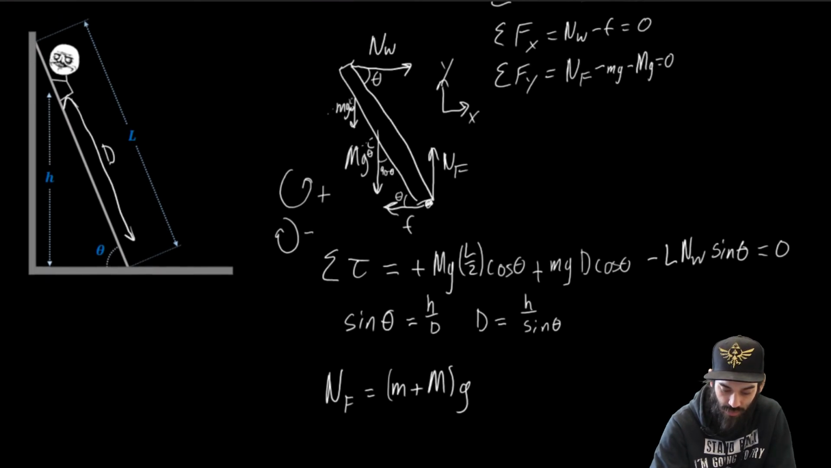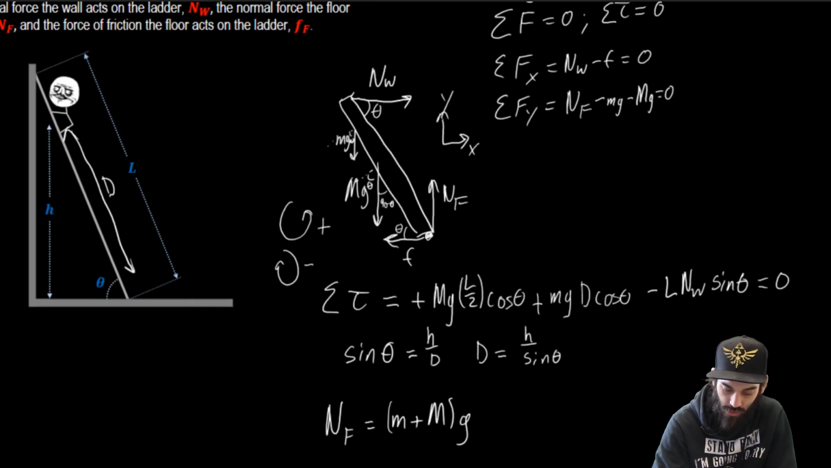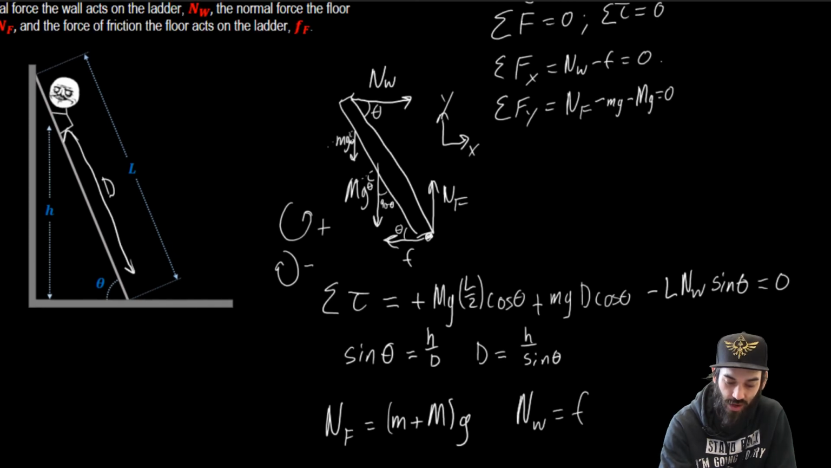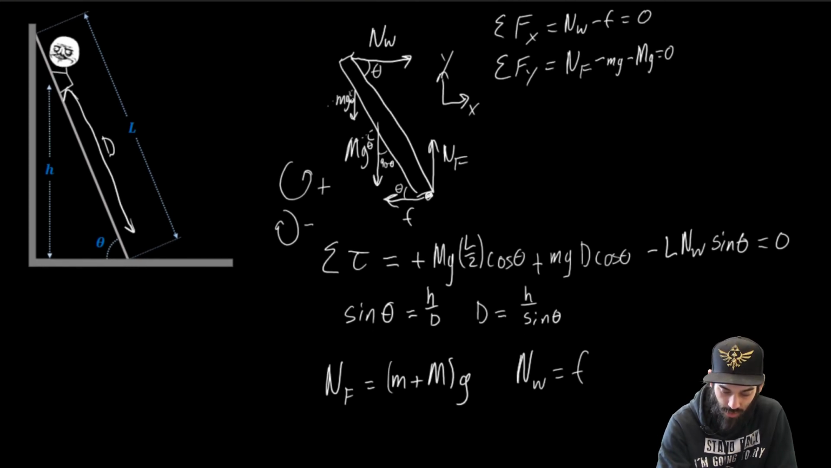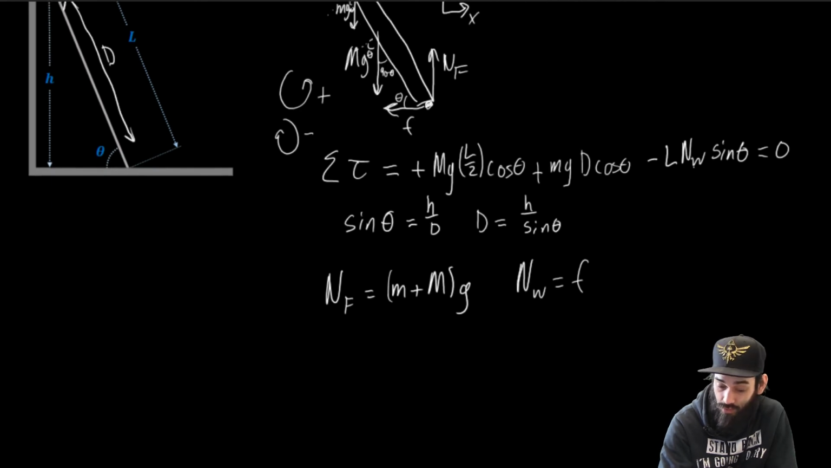The next portion that we can think about at this point is we can find the normal force from the wall, or set up a condition for it. The normal force from the wall is the same as the force of friction because of the sum of forces in x, right? The last thing that we can do here is solve for what the normal force from the wall is from this equation.